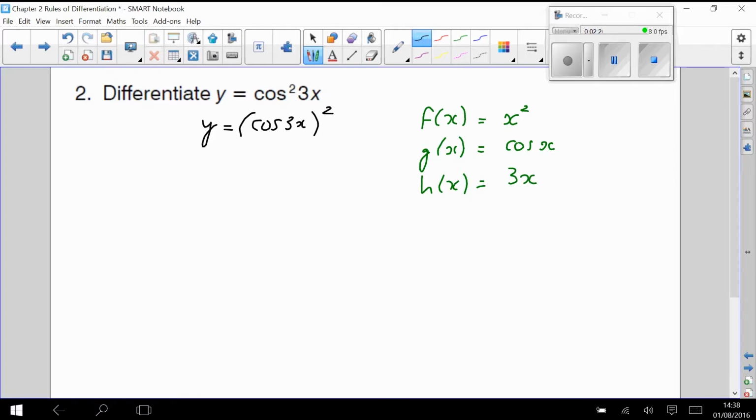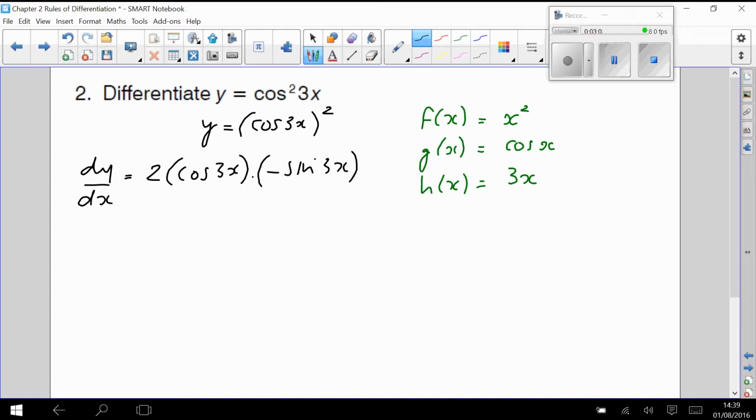So now if I find the derivative of this function, I'm going to find the derivative of f of x times the derivative of g of x times the derivative of h of x. So the derivative of x squared is going to be 2x. So that's going to be 2 cos 3x. Multiplying that by the derivative of cos of x, which is minus sine of x, that's going to be minus sine of 3x.